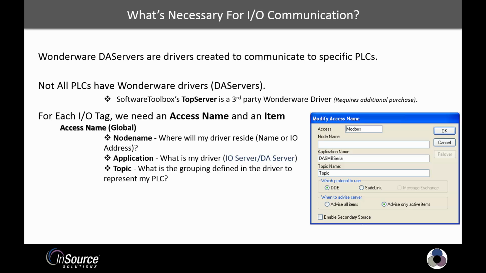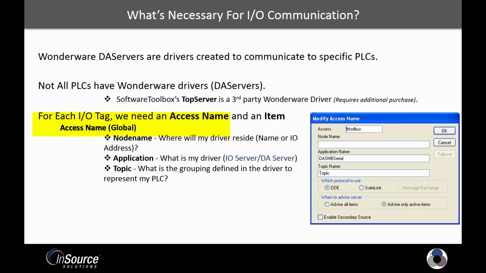So for every I/O tag that we define inside of the Galaxy, each I/O tag requires a concept called an access name, as well as something called an item. An access name is a global grouping that many tags can share. It specifies, or answers, 3 questions.